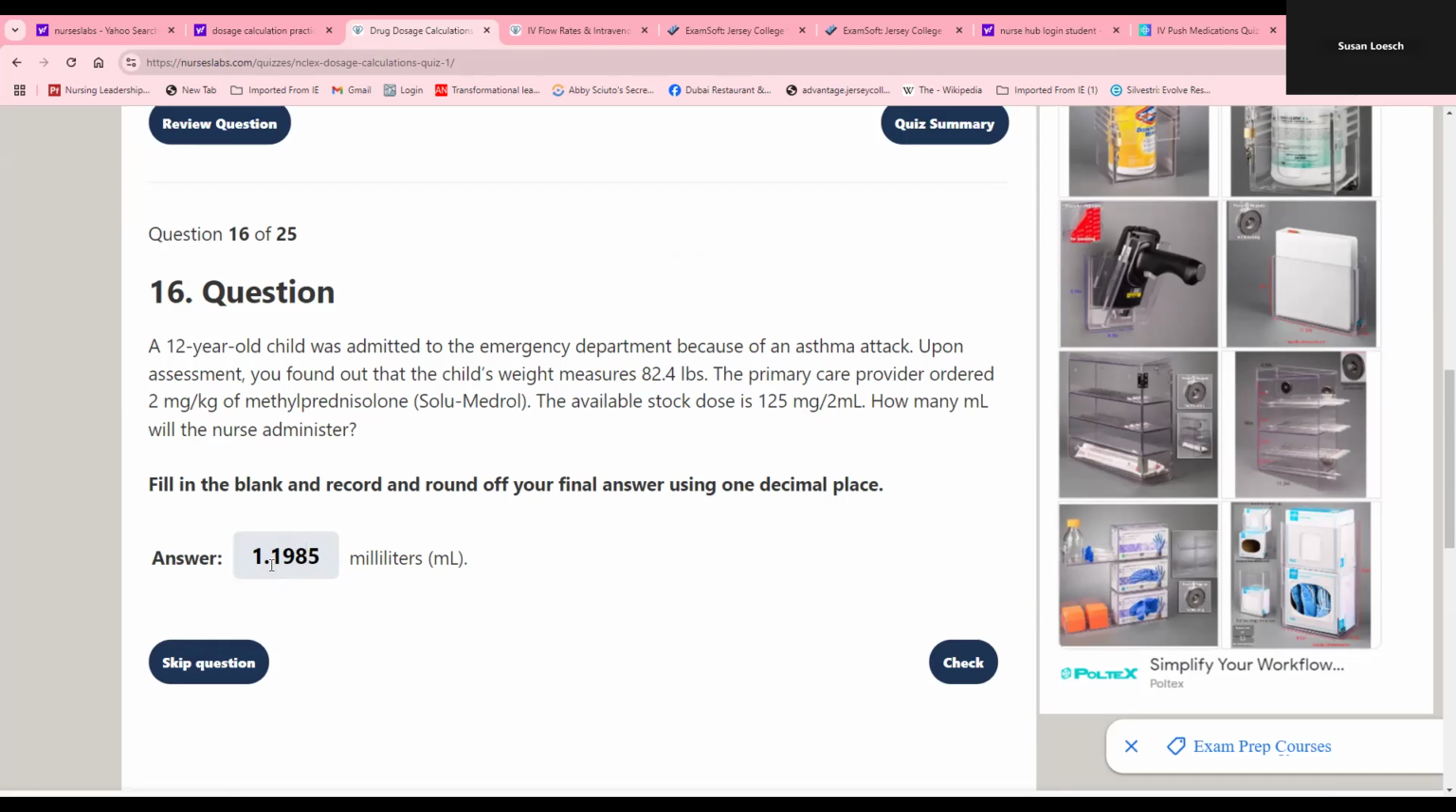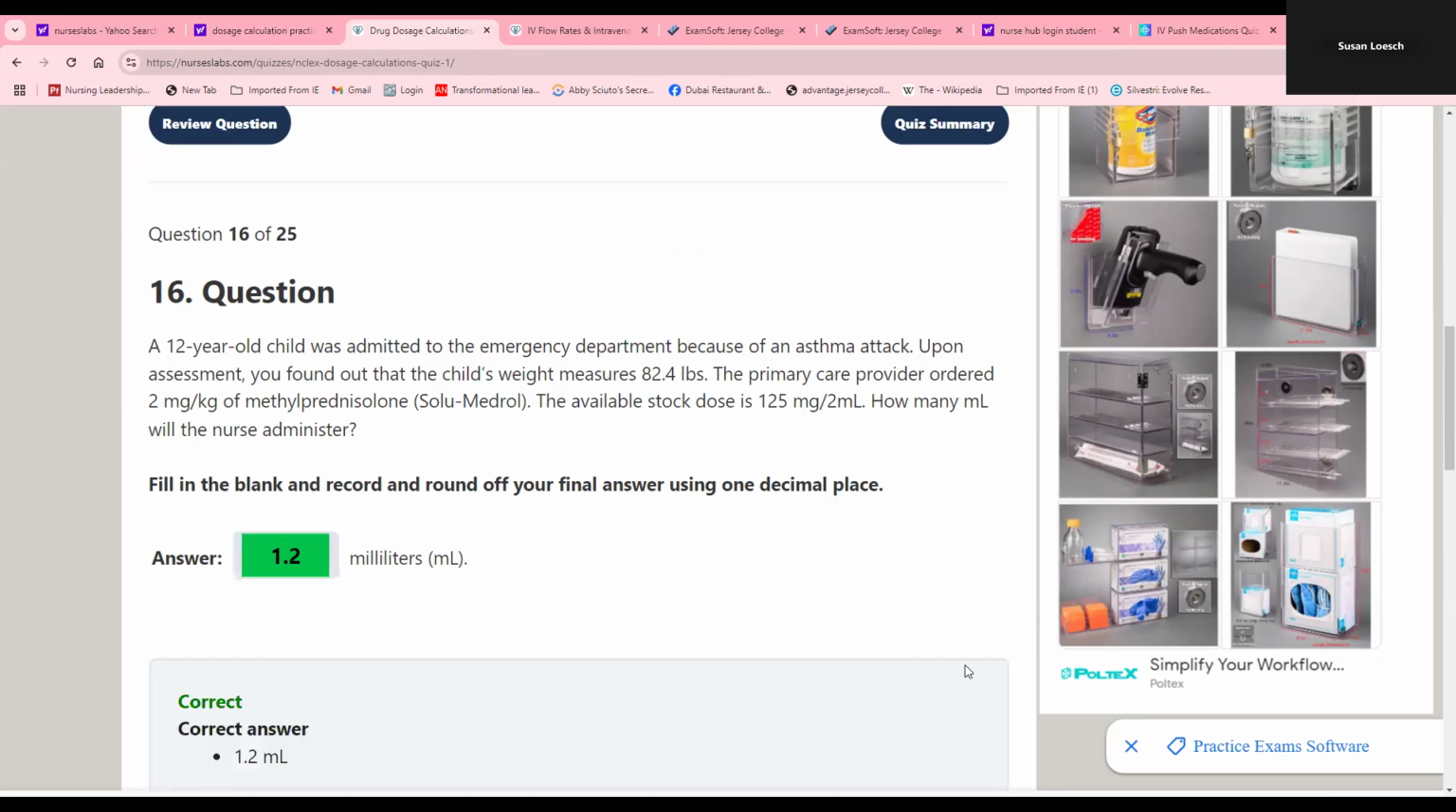So for this one, we're trying to round this number. If the number to the right is 5 or greater, what happens to this number? It goes up to 2. So this is going to be 1.2 for the answer because it wants us to round it to the nearest decimal or the nearest tenth, which is the same thing. Bam.